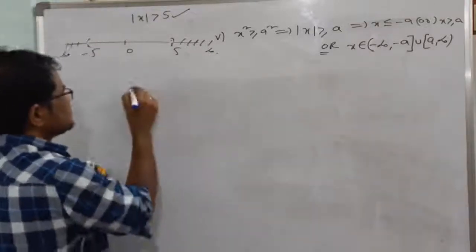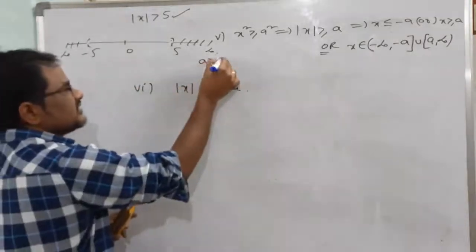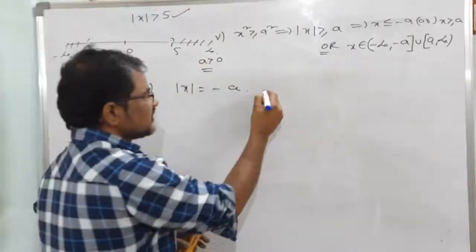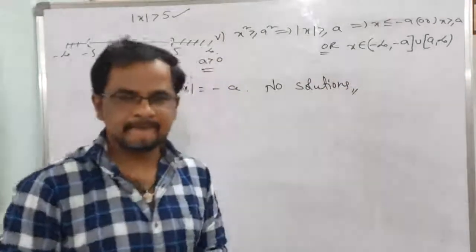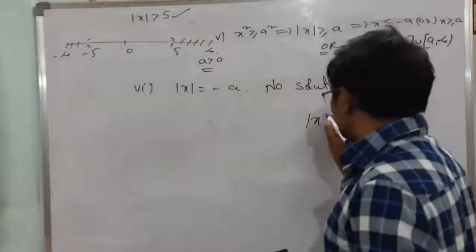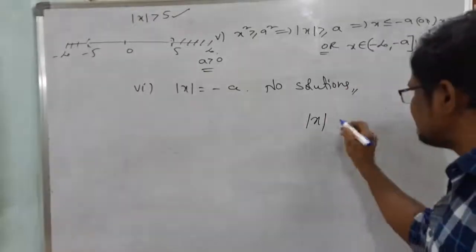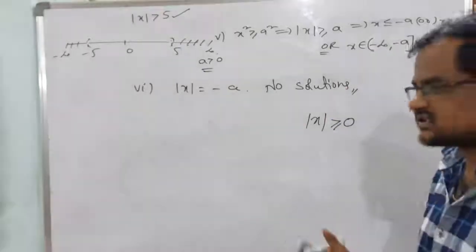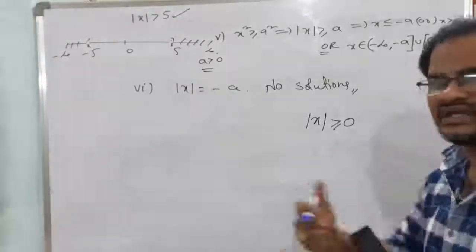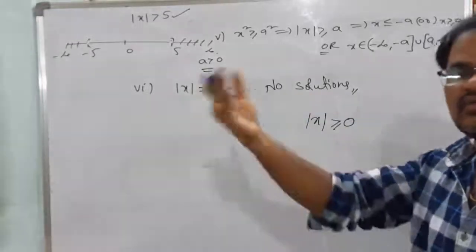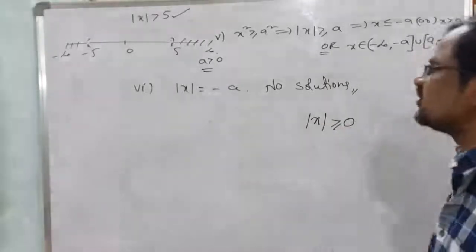That is the sixth one. Mod x equal to minus a, where a greater than 0 you take. For this one there are no solutions. What is the reason? See, mod x is nothing but some distance. Distance starts from either 0 or some positive real number. Means mod x is greater than or equal to 0. There is no negative length. After 0 onwards, it is greater than 0. Equal to 0 or greater than 0 means non-negative real numbers.